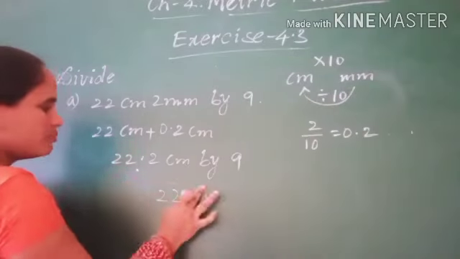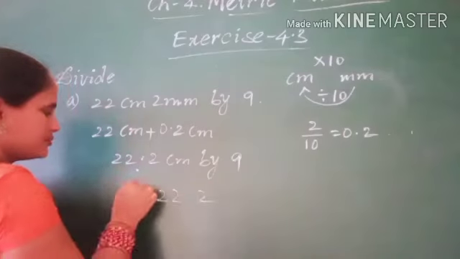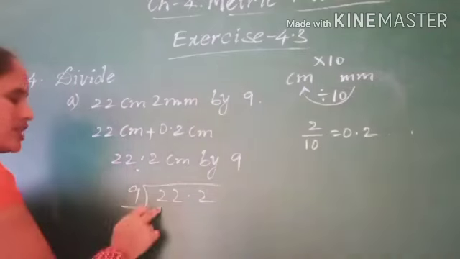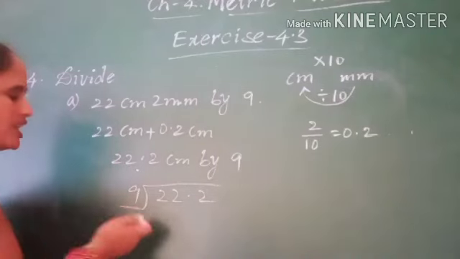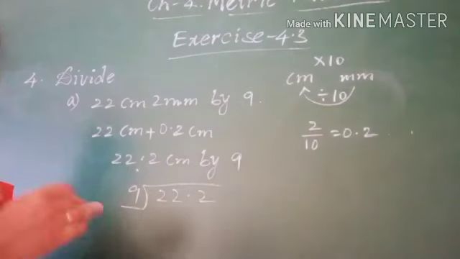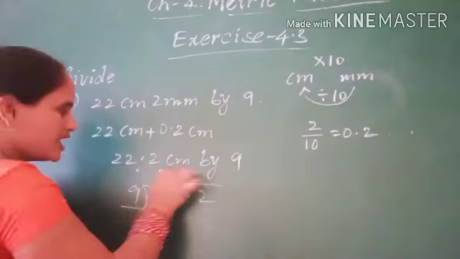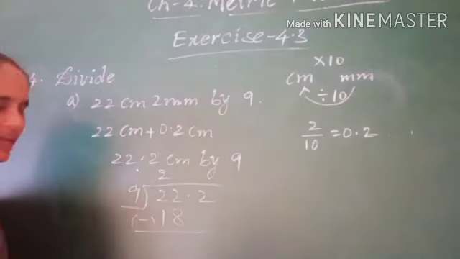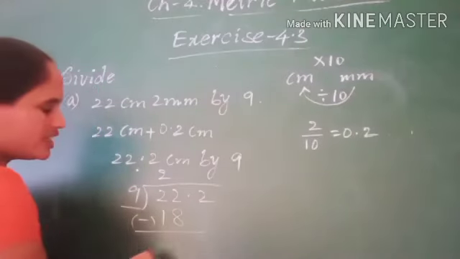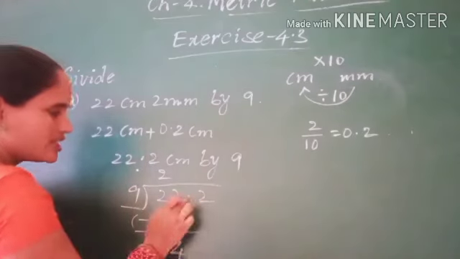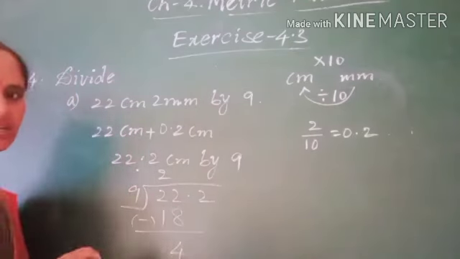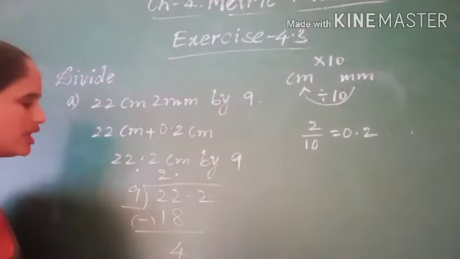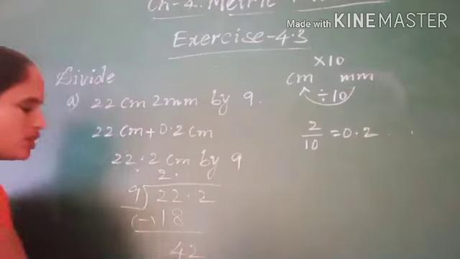22.2 you do division by 9. Already we know normal divisions. What is the number here? 22. How many 9s are there in 22? 9 2s are 18. So 2 9s are there in 22. Then 22 minus 18 is 4. Up to here the whole number part division is completed. That's why we have to keep the decimal point here. And then you take that 2 here, 42.